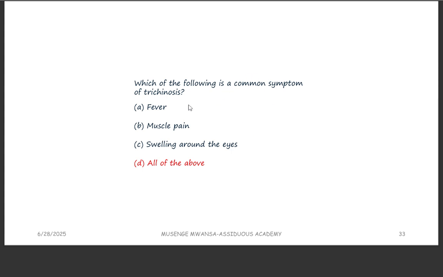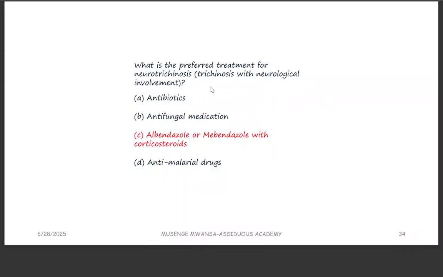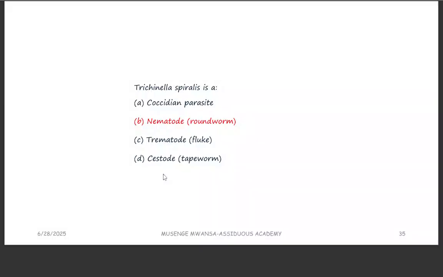Which of the following is a common symptom of trichinosis? Fever, muscle pain, swelling around the eye, which is periorbital edema. All these are signs. What is the preferred treatment for neurotrichinosis, or trichinosis with neurological involvement? Remember, we said that if the condition is severe, you give albendazole or mebendazole with corticosteroids.